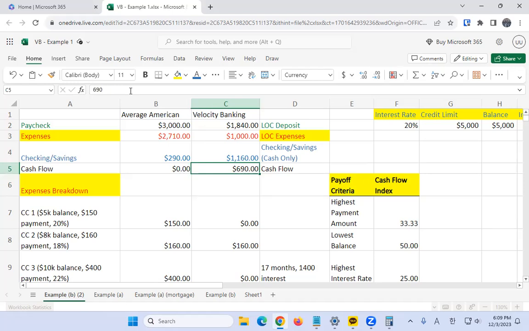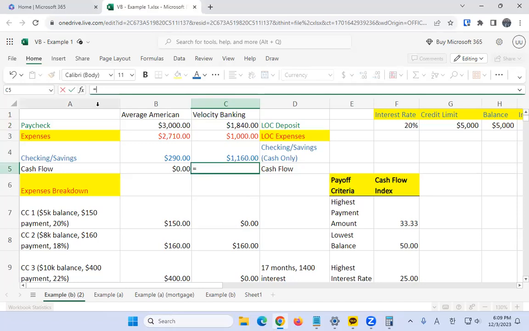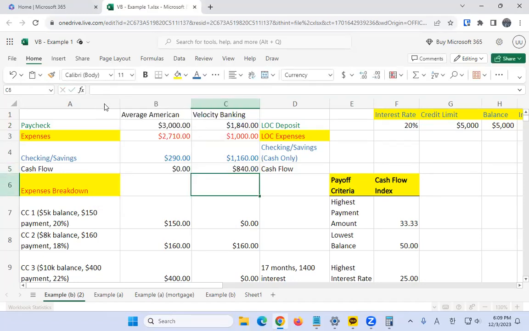Wait a minute. Something about that seems wrong. Okay. So 3,000 minus C4. Oh, whoopsie. No, I got that wrong. Okay. So our new cash flow, C2 minus C3. Okay. So our new cash flow is $180 because it's going to be based on whatever we deposit in the line of credit and then whatever expenses that we take out.